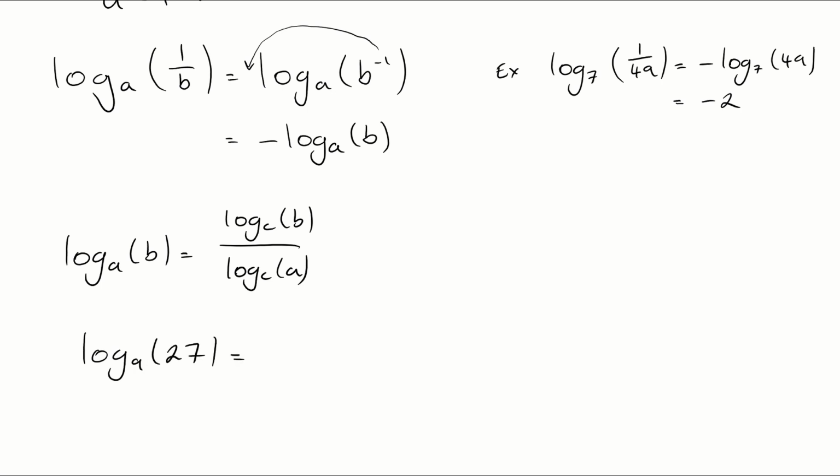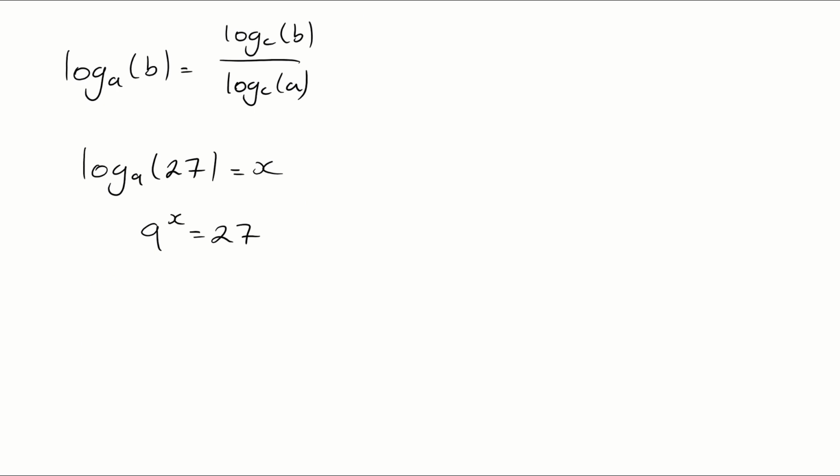Well, one way to do that, which we already know, would be to write this as an indice equation. So solving for when that is equal to x. Writing that as an indice equation, we're looking at when 9 to the power of x is 27. Okay, and if we rewrite 9 as 3 squared, and we rewrite 27 as 3 cubed, then we're solving for when 2x is equal to 3, and we see that x is 1.5.